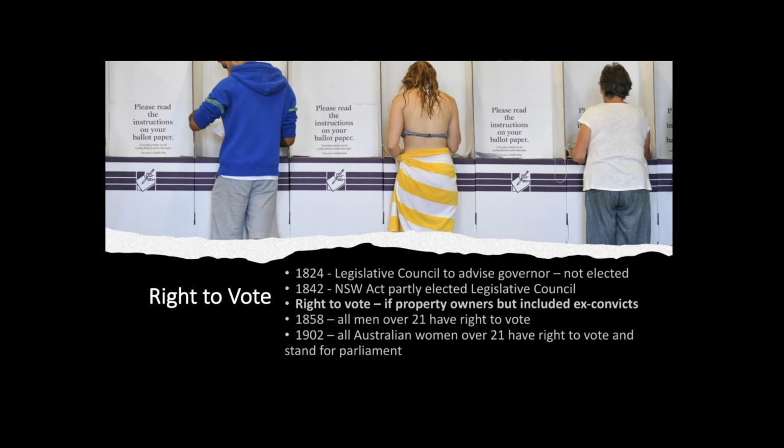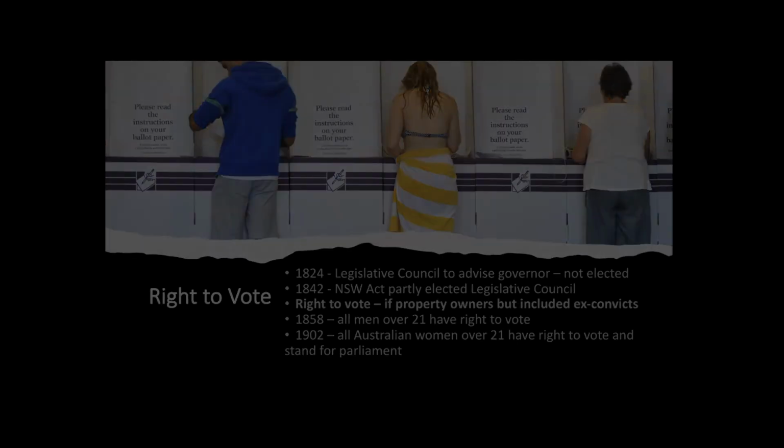In Australia, the first opportunity to vote came in 1842. Men over 21 who owned property could vote and stand for election, including former convicts. In 1858, following political unrest from gold miners who objected to paying taxes without the vote, the vote was given to all men over 21. In 1902, all women over 21 could vote and stand for Parliament.